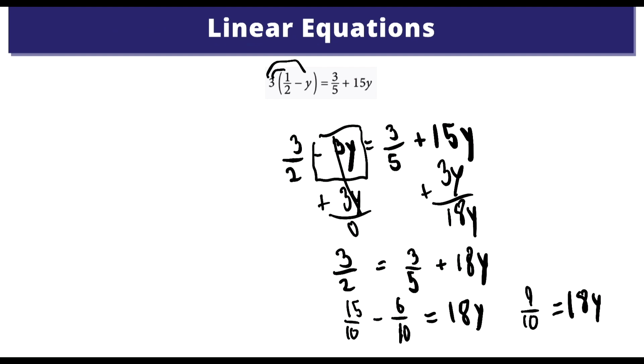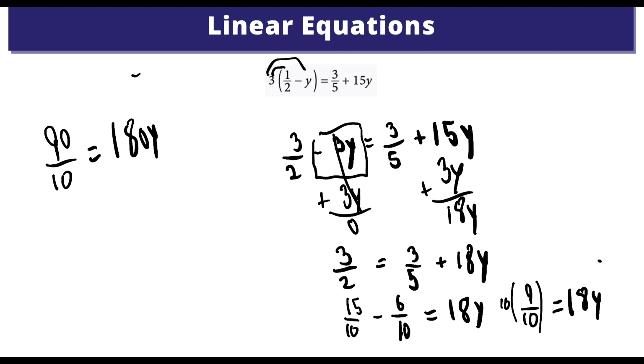I'm going to multiply this by 10. And you'll see why I do that. So we would have 90 over 10 equals 180y. So over here is the continuation, right? And then what we could do is we could simplify this.